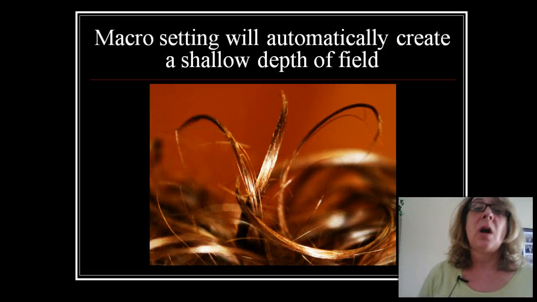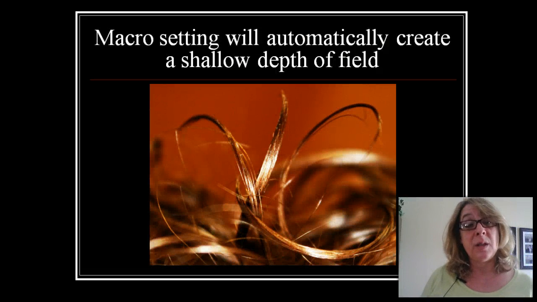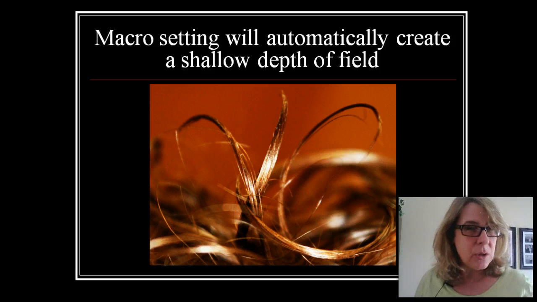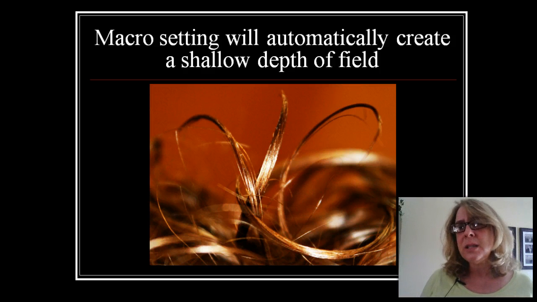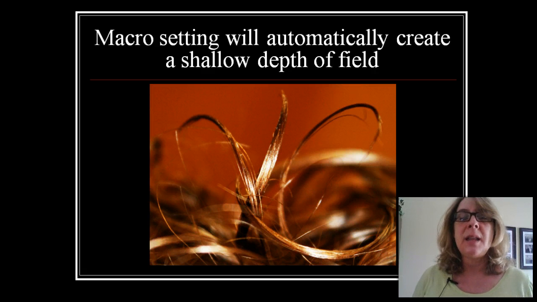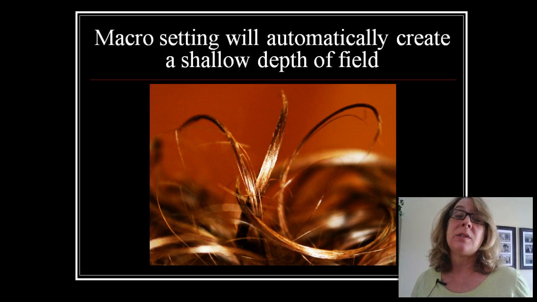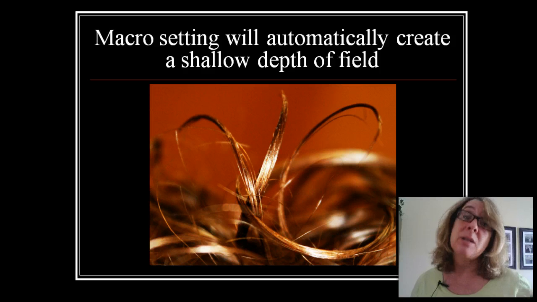Now, the macro setting will automatically create a shallow depth of field. The person who took this photograph took many photographs of the hair. Sometimes they got a little too close to the hair and everything was out of focus. Then they stepped back just a little bit and pointed their camera at this one little hair sticking up in the middle, and that caused that one hair to be in focus. What happens when you use the macro setting is that whatever you point the camera at is what's going to be in focus, and the stuff in front of it and behind it will be out of focus. That is called a shallow depth of field.